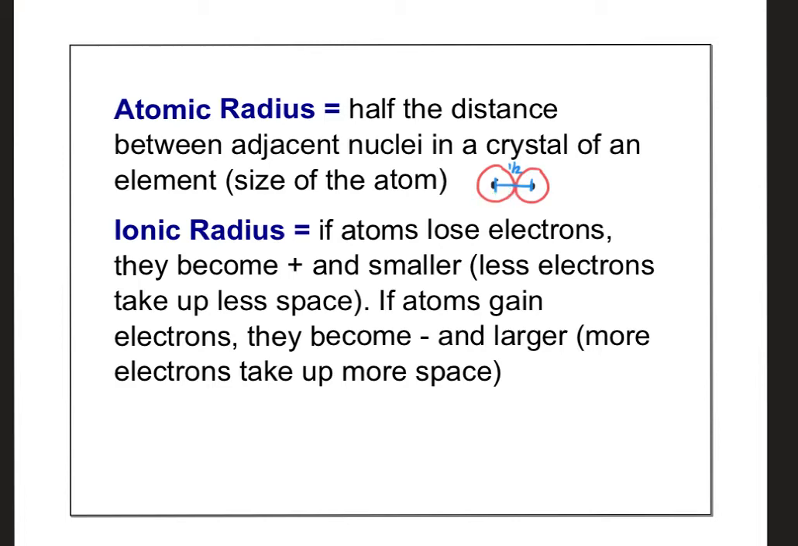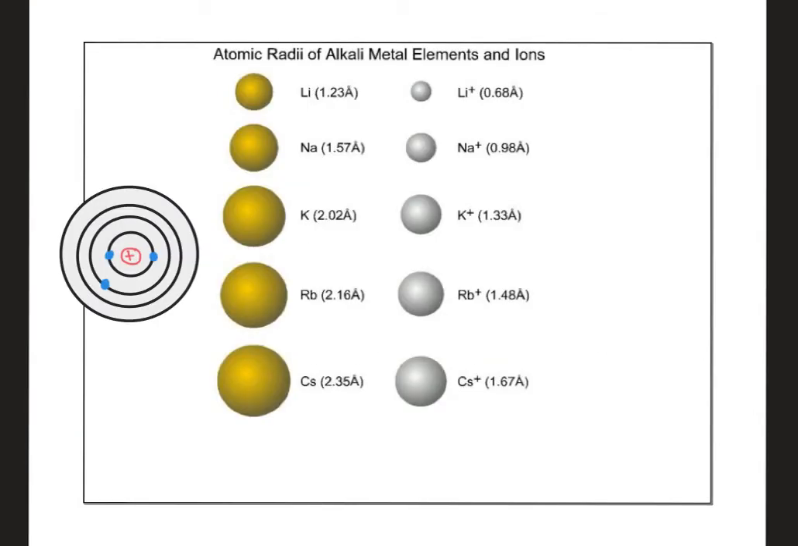Ionic radius. If we have an atom that loses electrons, it is now a cation, positive, and smaller in size than the neutral atom. And if an atom gains electrons, it will be negative, an anion, and larger compared to the neutral atom. All right, here's a little example. Atomic radius of alkali elements and ions. So we're going down the alkali metal column. You can see that the angstroms, which is a measurement for distance, is getting larger, and same with the picture.